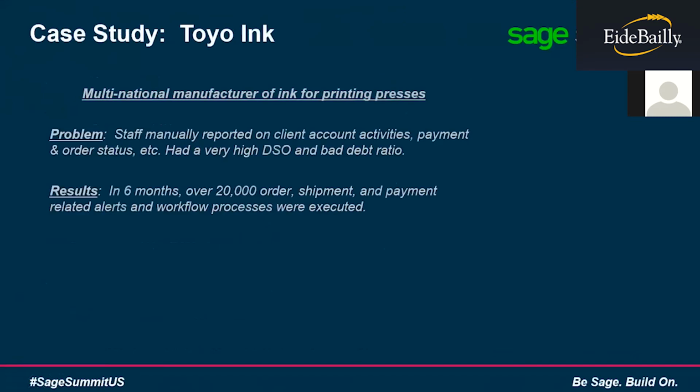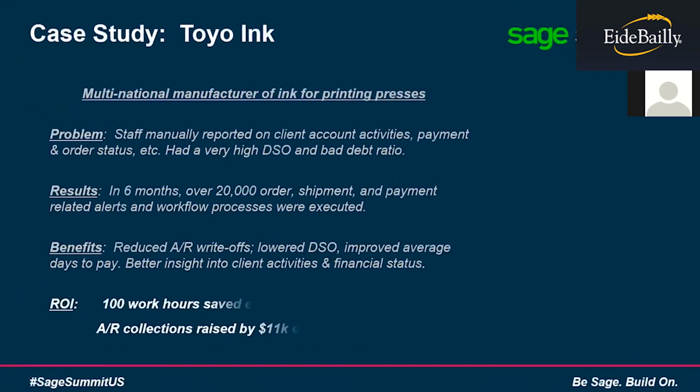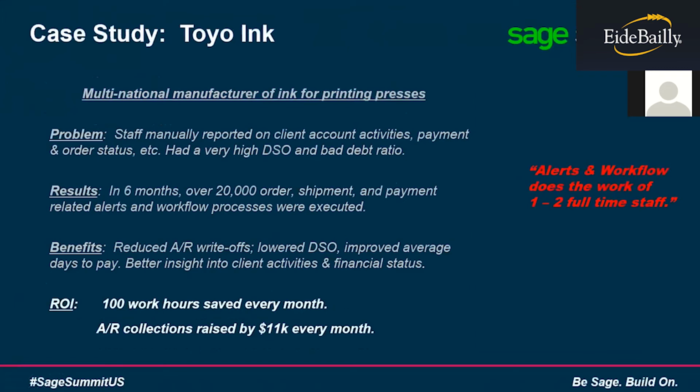One particular customer who leveraged Sage Alerts and Workflow is an organization called Toyo Inc. They're a multinational provider of ink for printing presses. They implemented Sage Alerts and Workflow right about at the 6-month period of their implementation. They informed us that they had just passed over 20,000 alert messages sent to their customers, their staff, and their suppliers. They were able to quantify a savings of over $11,000 a month, as well as a savings of over 100 staff work hours every month. And they left us with the wonderful quotation, "Alerts and Workflow does the work of 1 to 2 full-time staff members."